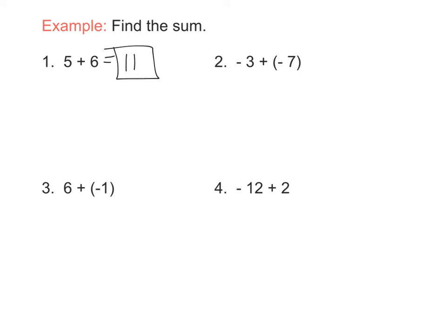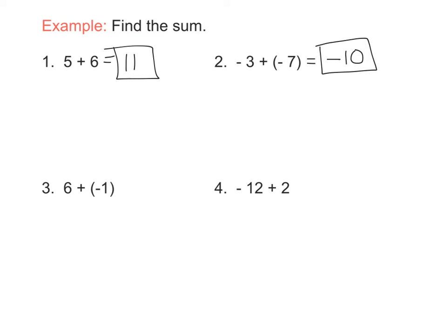Now for number 2, we have -3 plus -7. So here we're adding two negative numbers. They have the same sign, so that means that we're going to keep the sign. So our answer is going to be negative, and we're going to add the 3 and the 7, which gives us 10, making our answer -10.